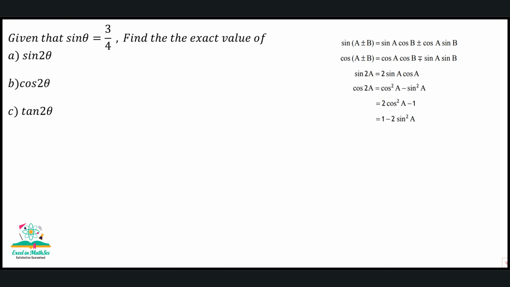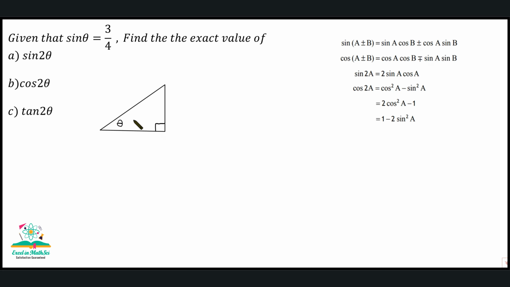Okay, in this question we're saying, given that sine theta is equal to 3 over 4, find the exact value of sine 2 theta. So in order to do this particular question, what we need to do is draw the triangle. So you just draw the triangle like this, and you're told that sine theta is 3 over 4, so just put your angle theta here.